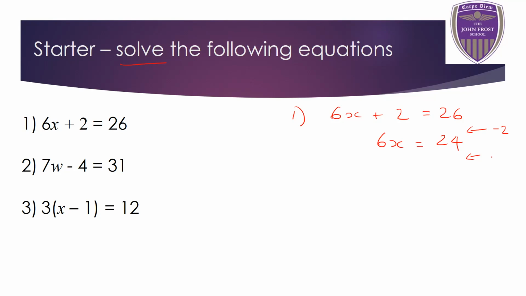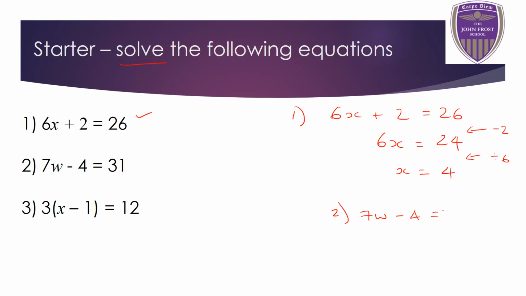And then 6x means times by 6, so we divide instead. How many 6s in 24 is 4, x equals 4. If you double check that, 6 times 4 is 24, 24 plus 2 is 26. Job done.